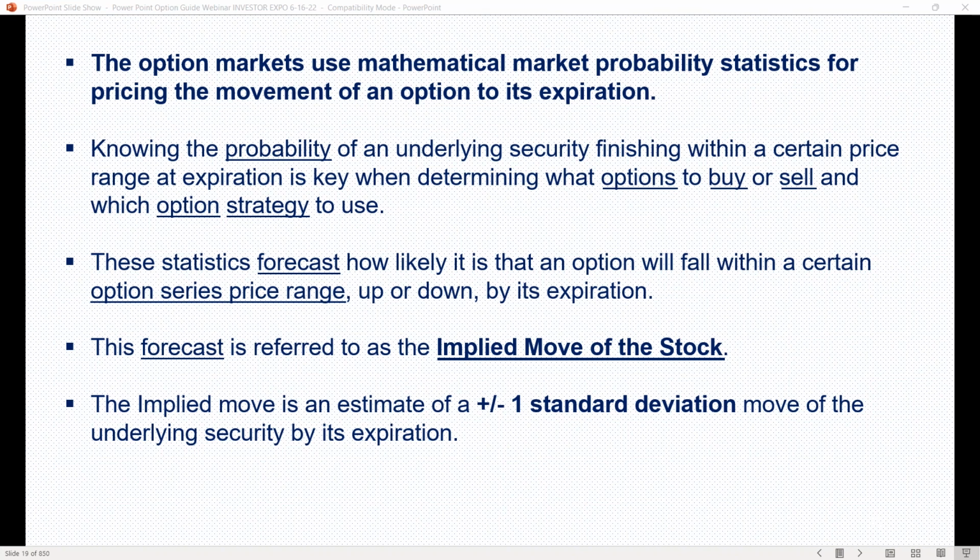So this is what we can use to help forecast a theoretical price range up and down based on an option series, based on the underlying security that you're trading, based on days to expiration and where the volatility is at. The implied move, then, is the theoretical estimate of what we call a plus or minus 1 standard deviation move of the underlying security by its expiration.